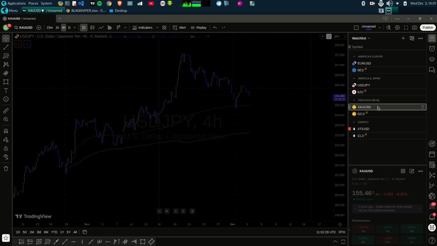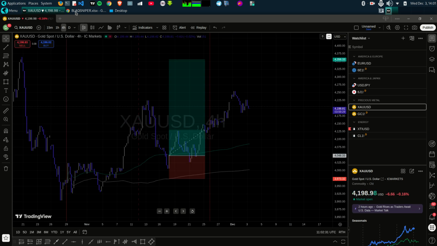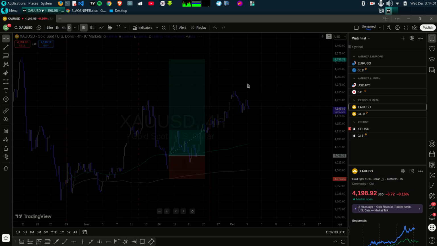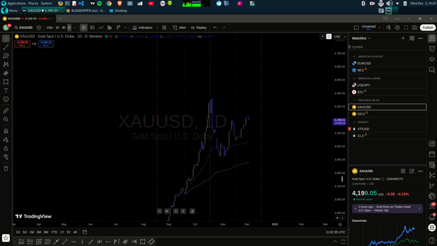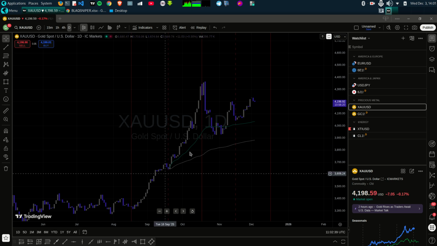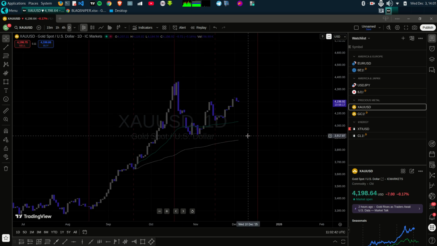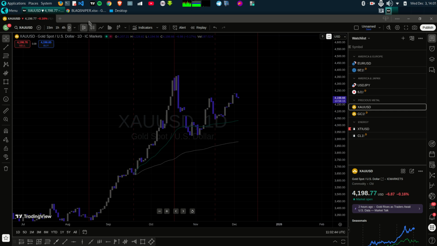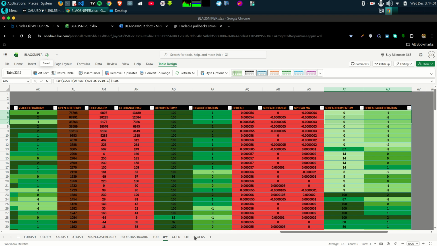Let's look at gold. Gold on the daily chart. Okay, gold on the daily chart, this is what we can see. Overall trend bullish. Okay, that's good. Let's look at what the data is telling us on gold.